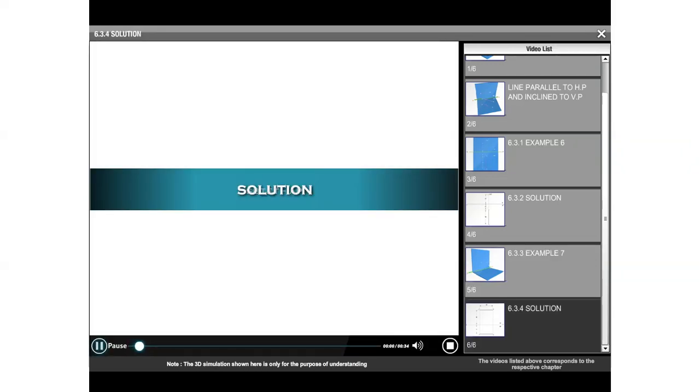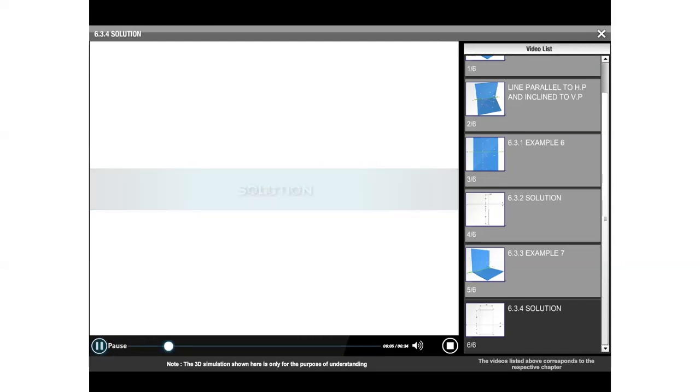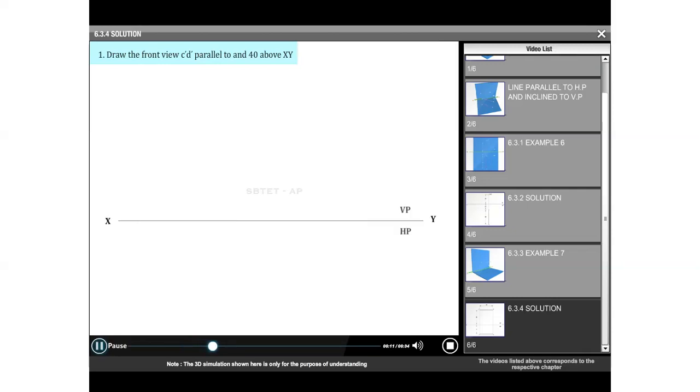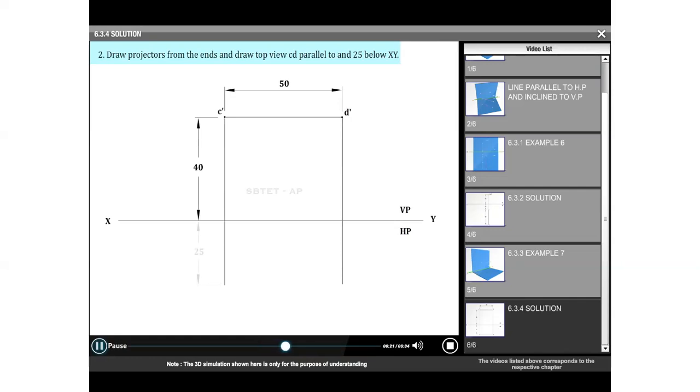Solution to example problem 7. Draw the front view C'D' parallel to and 40 mm above XY. Draw projectors from the ends and draw the top view CD parallel to and 25 mm below the XY line.